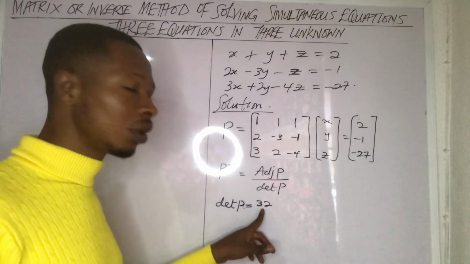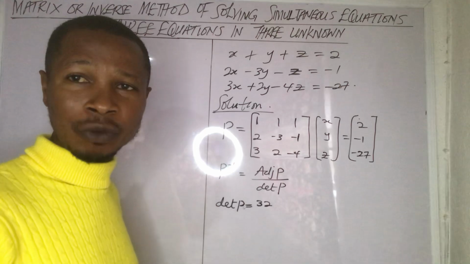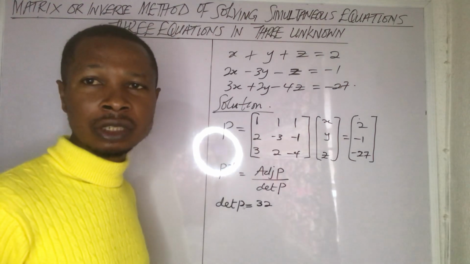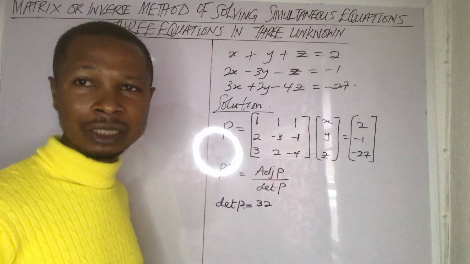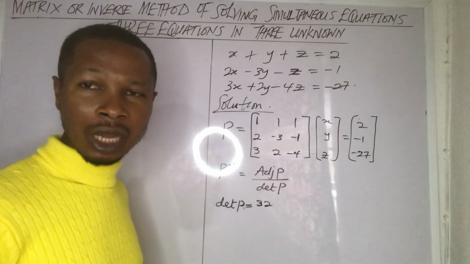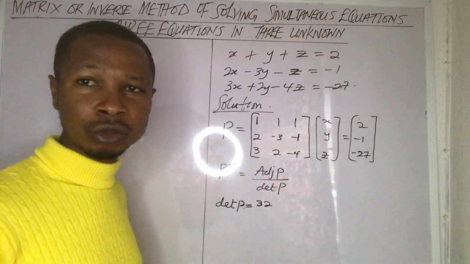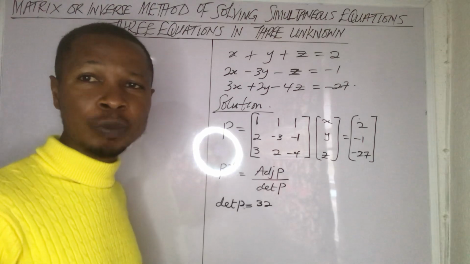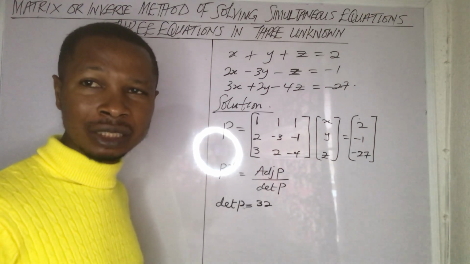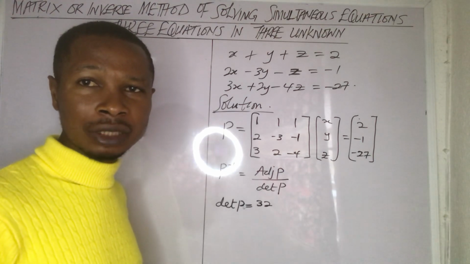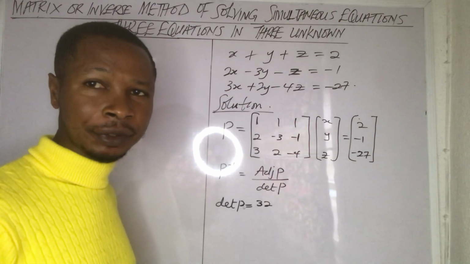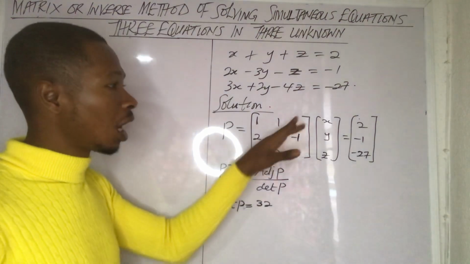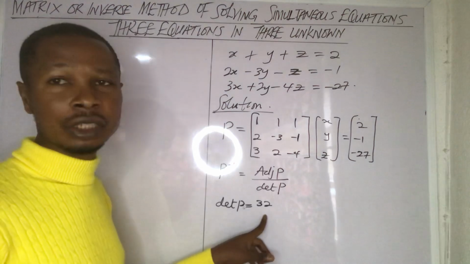If you don't know how I got this 32, you can check my previous lesson on the determinant of a matrix, the third order determinant of a matrix. I used two methods. We have Cramer's rule and Sarrus's rule. And I used the two methods to find the determinant of a third order matrix, that 3 by 3 matrix. So you can check how the determinant of this one is 32.